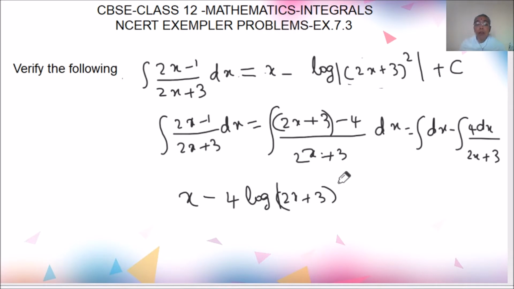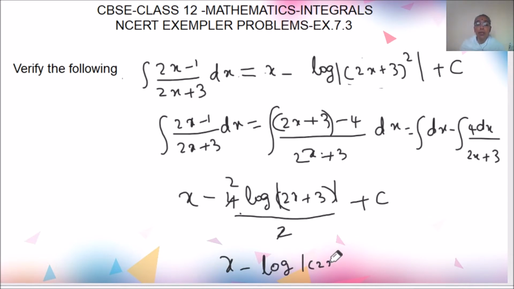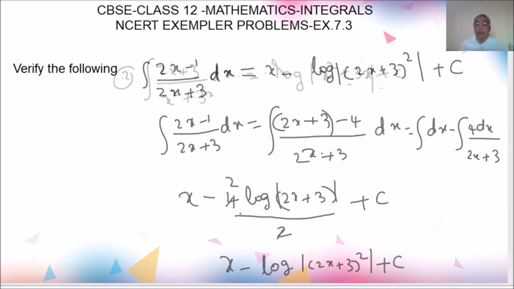Then we have to divide by the coefficient of x. This is a linear function, right? So the coefficient of x is nothing but 2, divided by 2, plus c. So this is log mod (2x plus 3) divided by 2, with this 4, and 2 we can cancel, and m log x is log x power m. So using that logarithm formula, we can write this as x minus log mod (2x plus 3) whole square plus c, which is the right hand side, right? Is it correct? Yeah, we proved the required, that is, we verified the given expression.